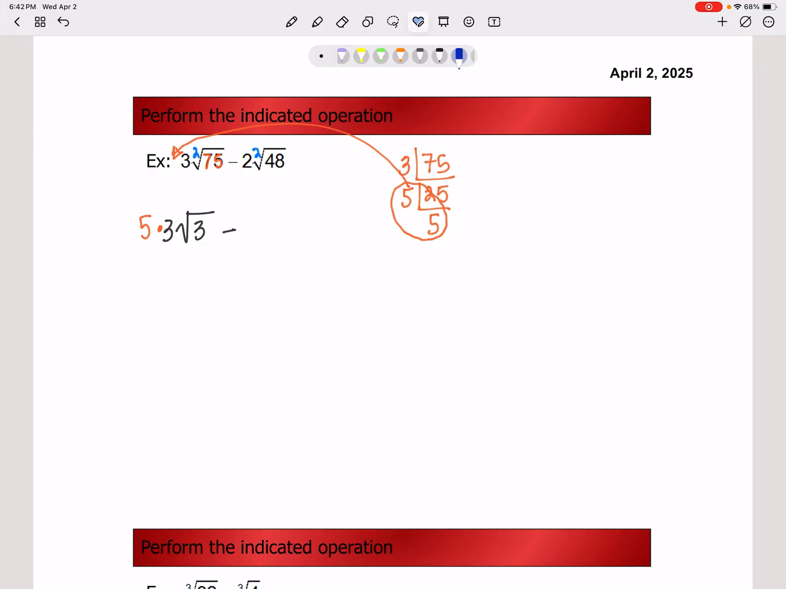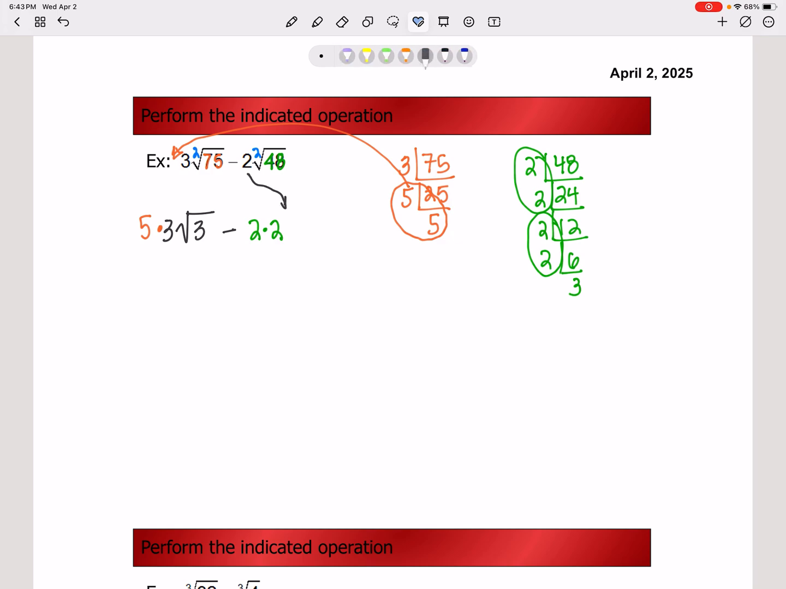I'm going to break down this 48. So 48, 2 goes into 48 24 times. 2 goes into 24 12 times. 2 goes into 12 6 times. 2 goes into 6 3 times. I've got a pair of 2's once, twice. So I'm going to take 1 from each of those, multiplied on the outside by the existing 2 that's already on the outside, and then I'm going to have a square root of, and I'm going to do this in blue, this 3 is left over, that goes inside.